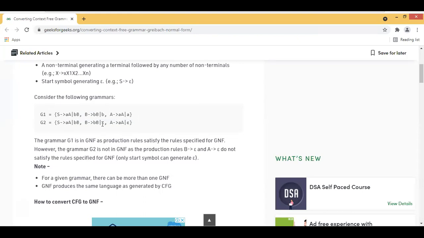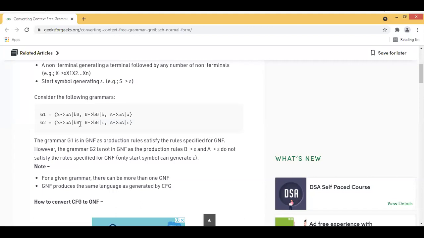Only because of these epsilons for the B and A, we consider that Z2 is not a GNF. Why? Because from the conditions of the GNF, only the starting symbol should generate the epsilon. And here in the grammar, S is the starting symbol. If S has the epsilon, it is acceptable.